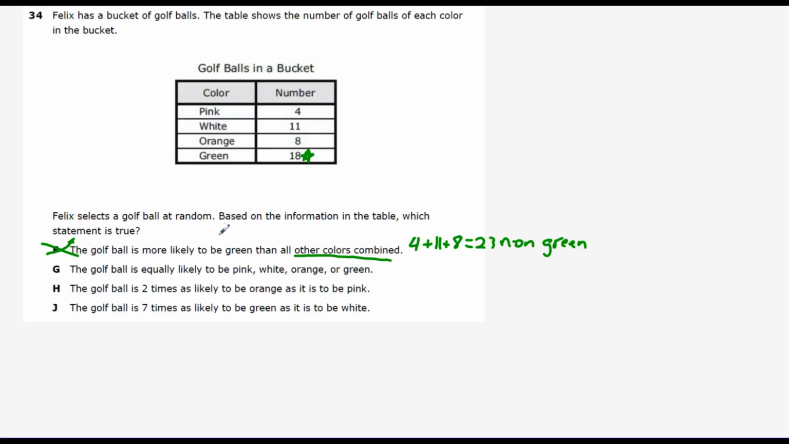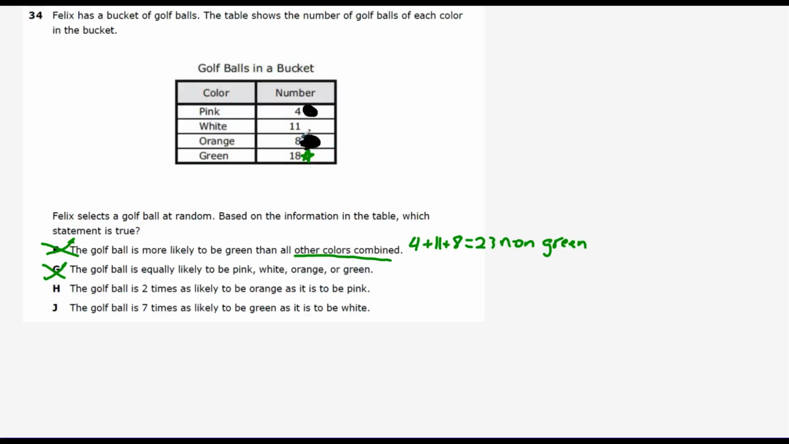So this is wrong. G says golf ball is equally likely to be any of these colors. Well, if you look at them, it's a different amount of each. So there's no way you can have the same chance of picking all of them. Because we just said green would be most likely because it has the most of any one color. Alright, H, golf ball is 2 times as likely to be orange as pink. So 2 times as likely means we'd have to have twice as many orange as pink. So let's look what we got. We have 8 orange and 4 pink.